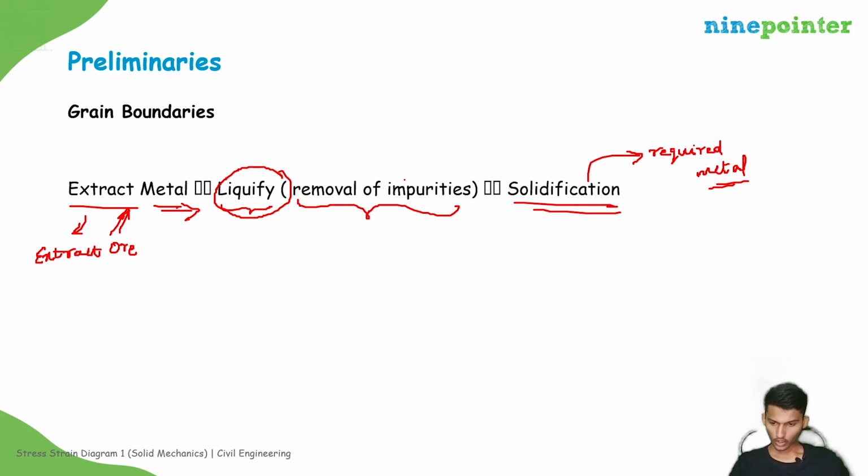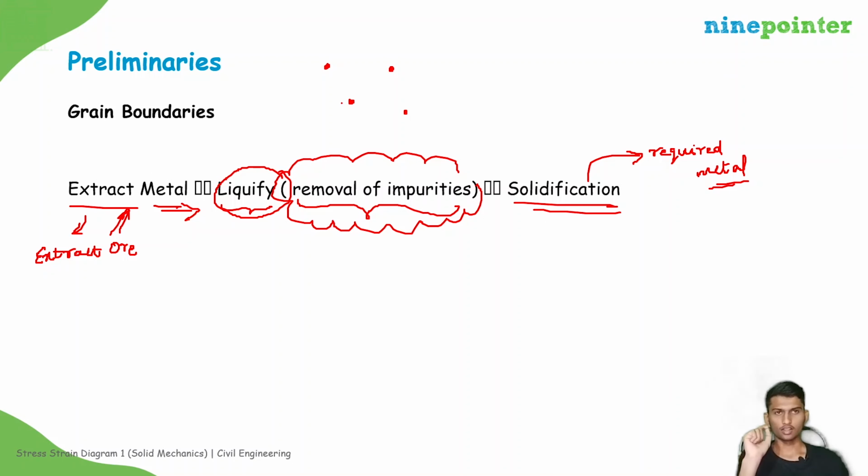Okay, but you are removing the impurities in the process of liquefaction, but there will be some small amount of impurities present in the metal after liquefaction, right? So when you are solidifying the metal, there will be places where there will be impurities. Then what will happen? These are already in solid state, right? So making this as the center, the liquid particles will solidify. Making this as the center, the solidification will start.